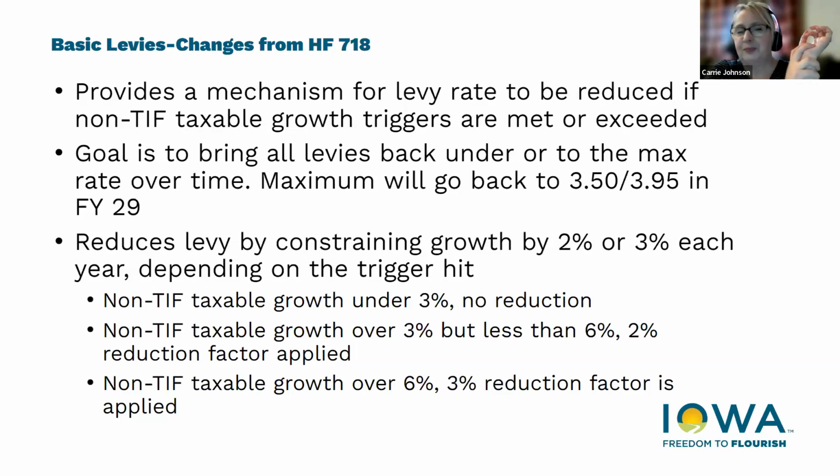The goal, I think, from the legislative perspective was to bring those levies back closer to that original maximum rates of 350 and 395. And in fact, in fiscal year 29, your maximum rates will go back to 350 and 395. So just keep that in mind. That's what's currently in statute. They may very well come back and discuss this process again after we've done this a year or two, but that's currently where we're at right now with future years.